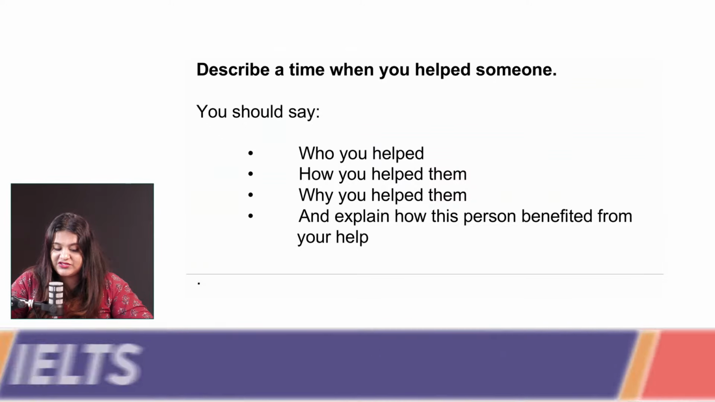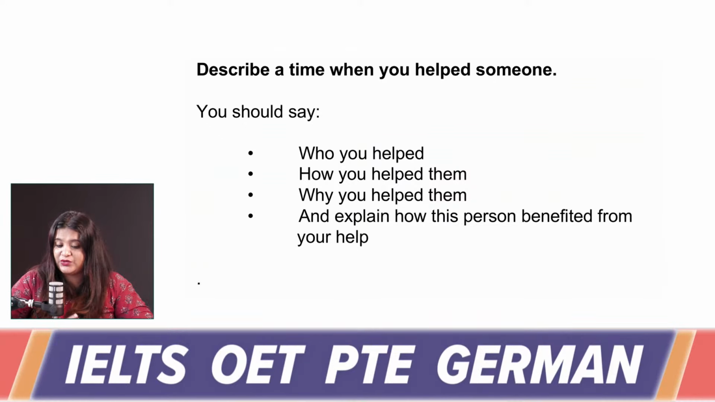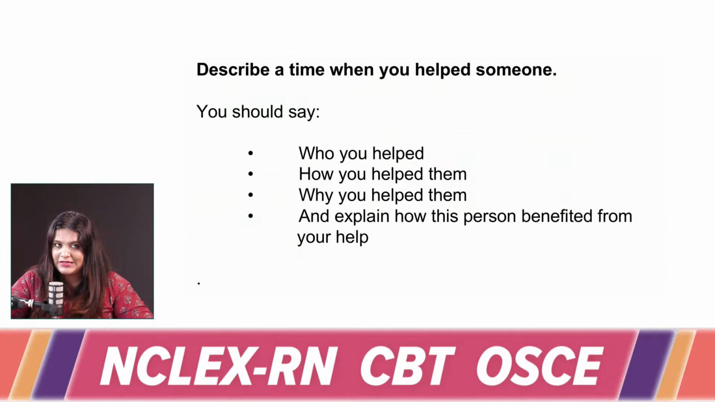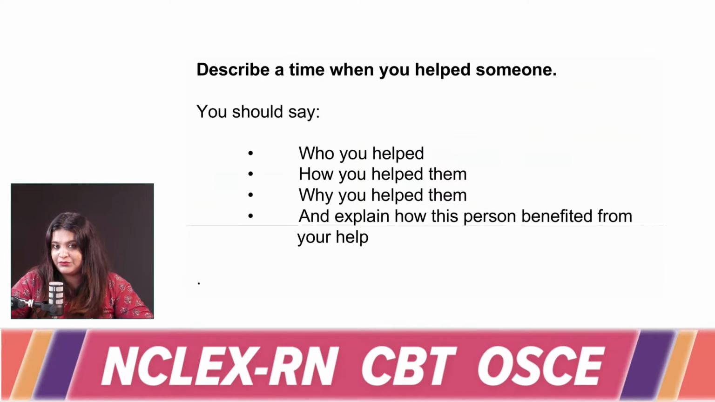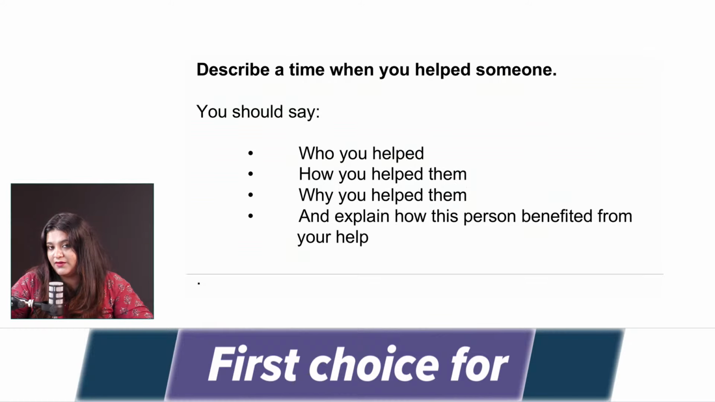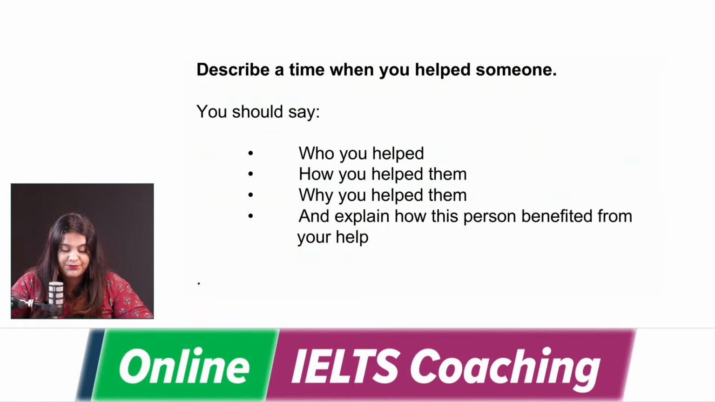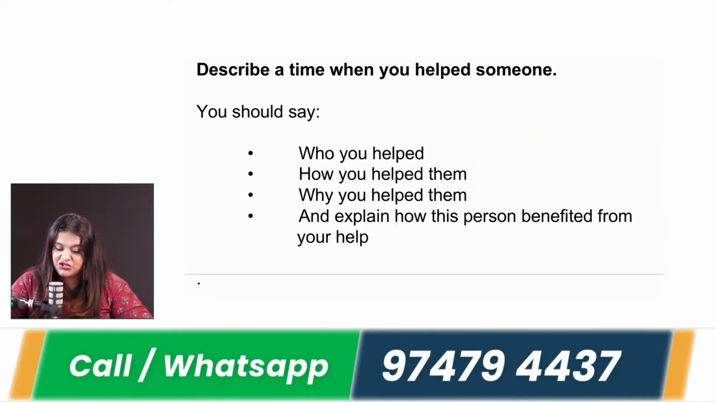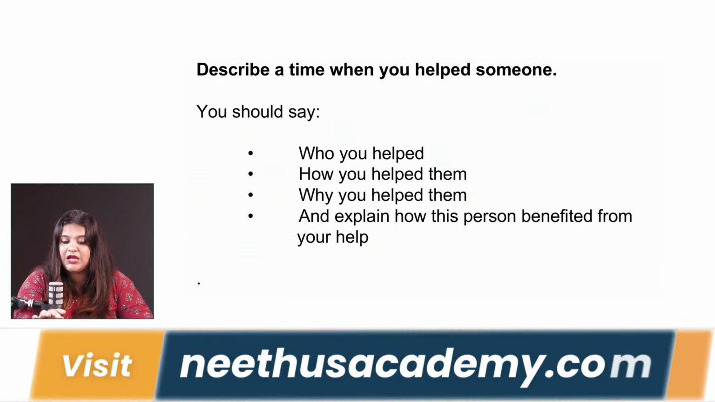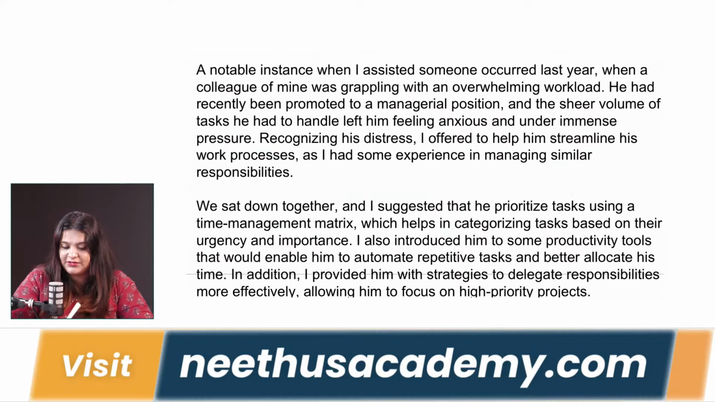So these are the 4 sub questions you have, and you can see that you have to talk about a time that happened in the past. You have to explain when you helped someone. So you understood that you need to talk about a person you have helped. So these are the different 4 questions you have in your cue card as well. So let's have a look at the sample answer.